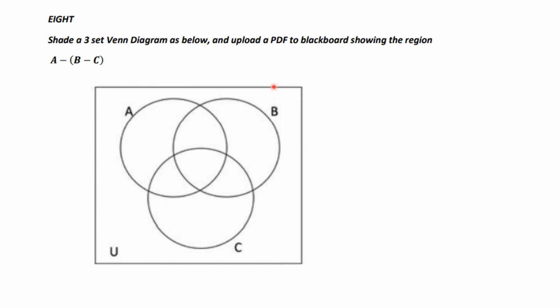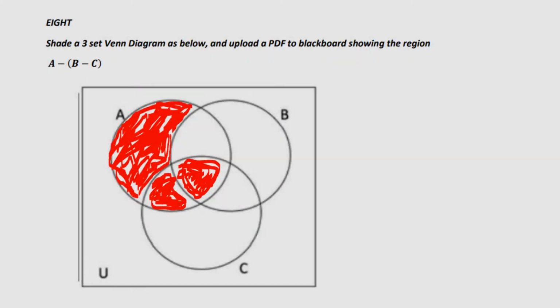Here you're shading a 3-set Venn diagram, and you want to upload a PDF showing the region where this is true. So this is an example of one of the things where I will look for the PDF for the answer. And this is going to be A minus B minus C. Now B minus C is everything that's in B but not in C, so it's going to be this piece and this piece. So then we're going to say what is in A that's not in those two pieces, and we're supposed to shade it. So we get this piece, and this piece, those 3 pieces, and that's what your shading should look like, more or less.